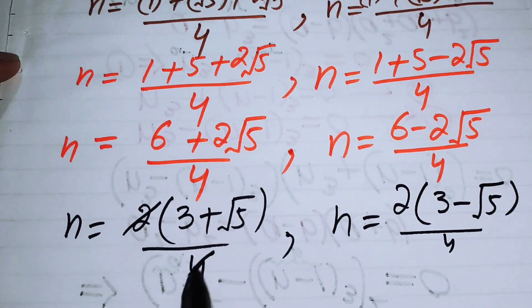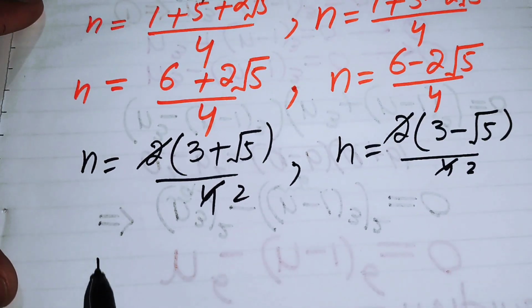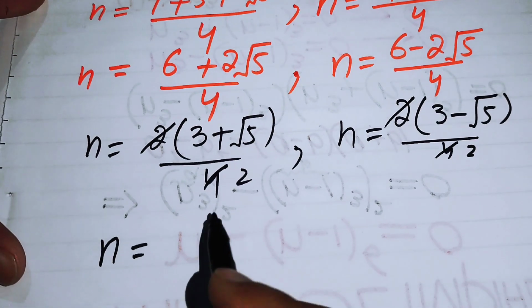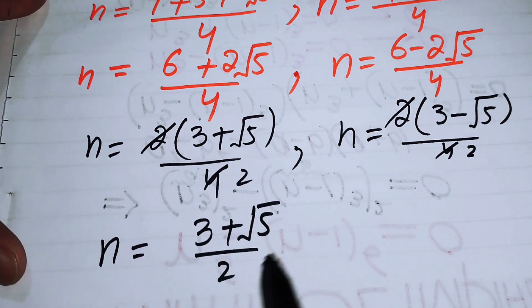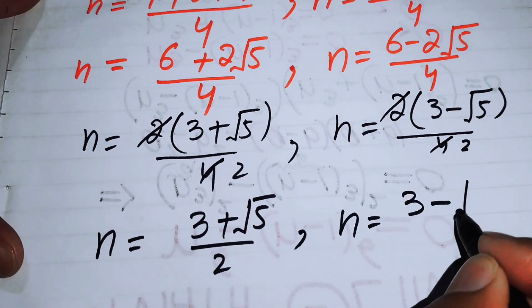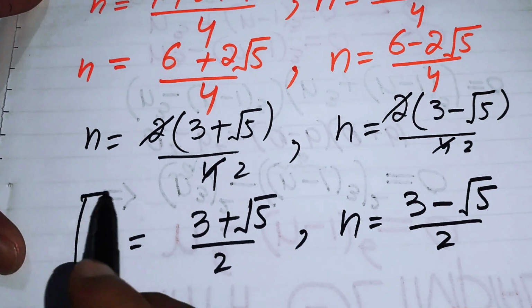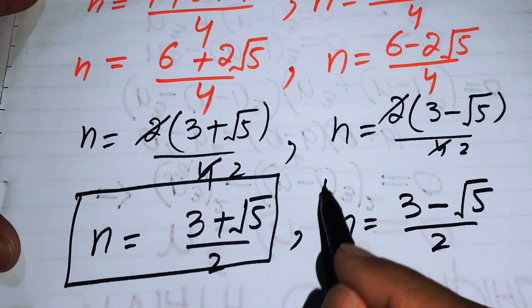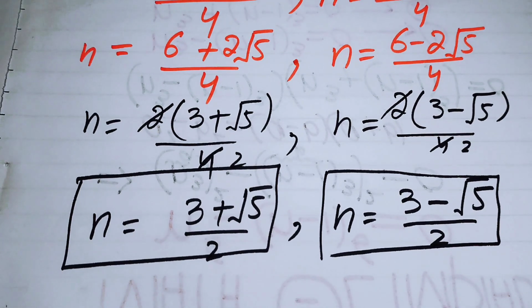So 2 divided by 4 simplifies in both cases, and you will obtain n equals 3 plus square root of 5 over 2, and the other root is n equals 3 minus square root of 5 over 2. So these are the other two roots of the given equation, and this is our final answer to this problem.